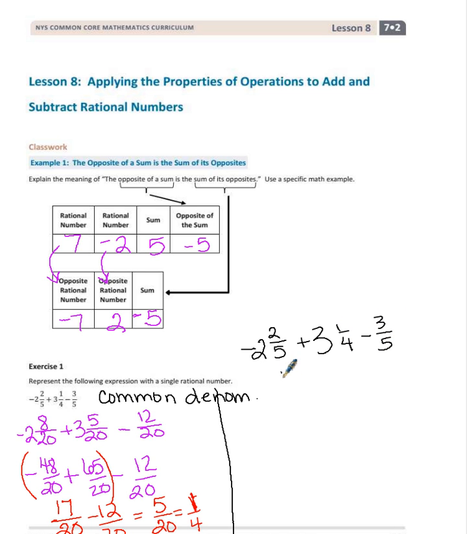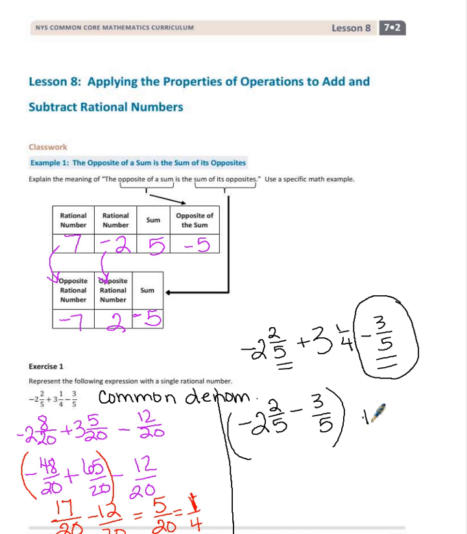All right, but I notice that we have a fifth here and a fifth here. So what I'm going to do is use that commutative property, and I'm going to put them together. Okay, so I'm going to have negative 2 2/5, and then I'm going to take this negative 3/5. Make sure you take that sign with it. And then I'm going to put that in parentheses, and then I'm going to write the rest of my problem.